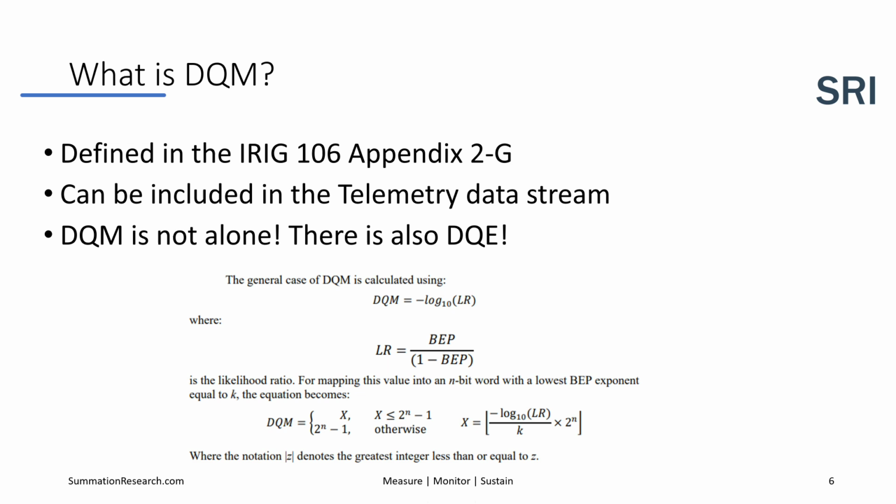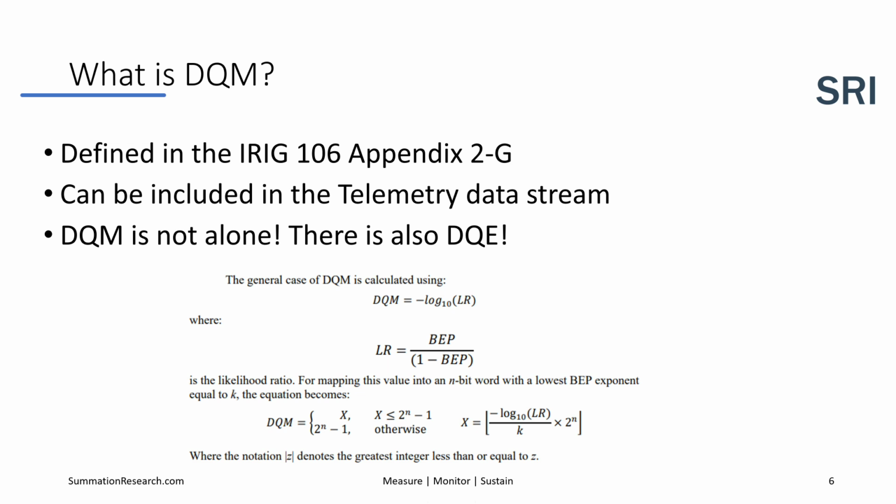What is DQM? Defined in IRIG 106 Appendix 2G, DQM is a standard measurement used to assess the quality of received telemetry data. It is determined in the telemetry receiver's demodulator and involves calculating the real-time probability of error for a group of bits. This metric is crucial for ensuring the accuracy and reliability of telemetry data transmissions across different systems and platforms.